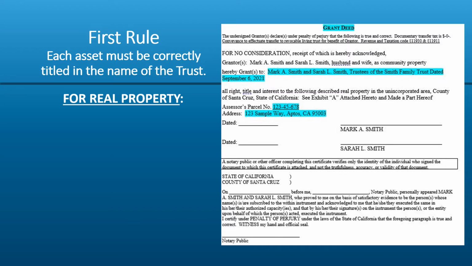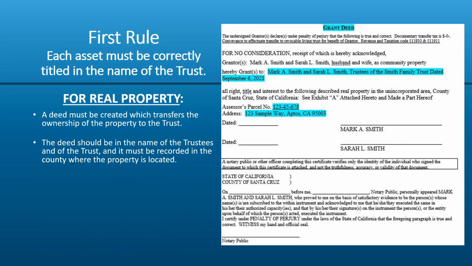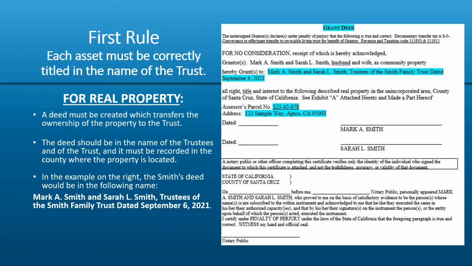Now for real property, a deed must be created, which transfers the ownership of the property to the trust, and a grant deed is shown on the right. The deed should be in the name of the trustees and of the trust, and it must be recorded in the county where the property is located. So for the example on the right, the Smith's deed would be in the following name: Mark A. Smith and Sarah L. Smith, trustees of the Smith Family Trust, dated September 6, 2021.